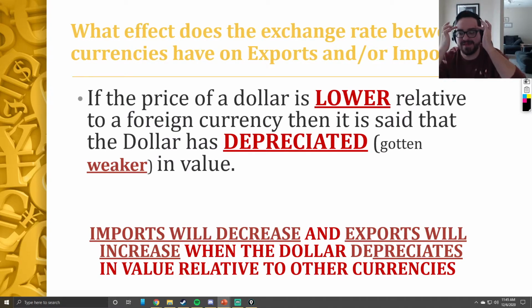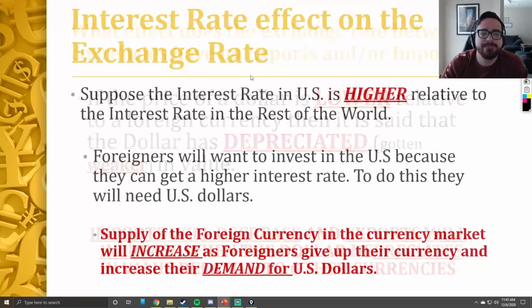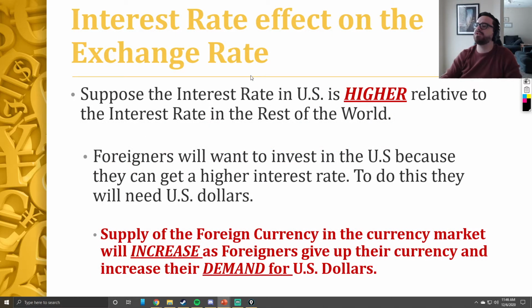This unit really messes with the import-exports thing a ton, in case you can't tell. Okay, so that was just the desire to import. That was that shifter. Let's talk about the interest rate shifter now.